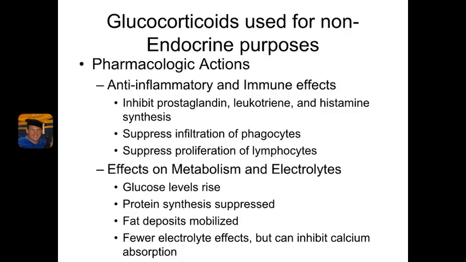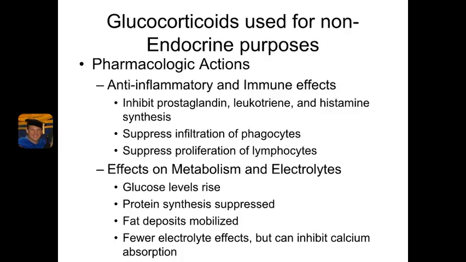But when you're giving large doses, that's going to cause pharmacologic effect. And the primary pharmacologic effect, and the reason why we give them, is for their anti-inflammatory and anti-immune effects. They're going to inhibit prostaglandins, leukotrienes, and histamine synthesis. They're going to suppress infiltration of phagocytes, so there'll be fewer macrophages and neutrophils going to whatever the area is, and it's going to suppress the proliferation of lymphocytes. If you give them in even higher doses, they'll actually kill lymphocytes.